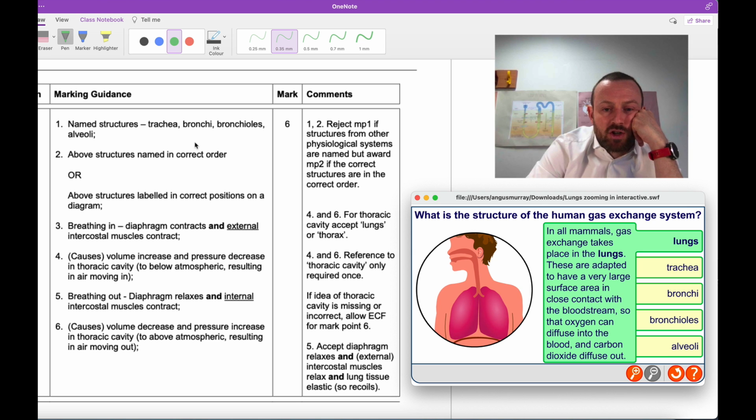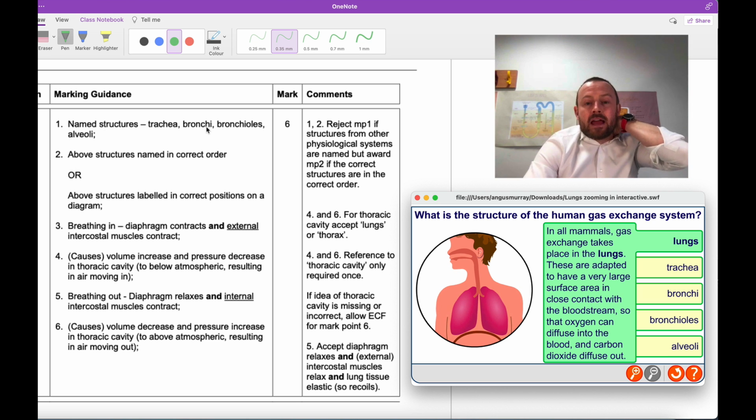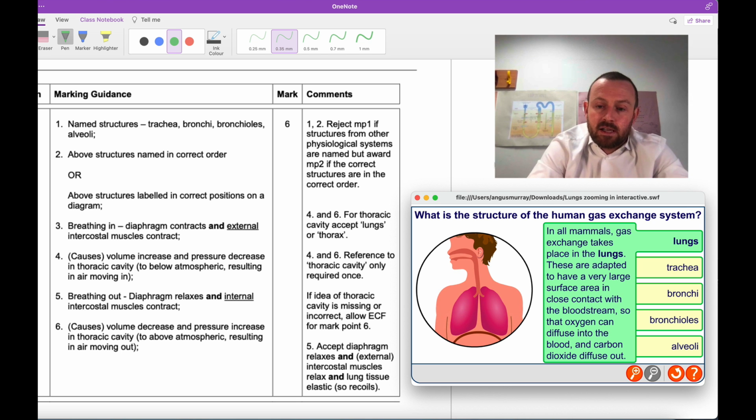So the named structures. Do you need to have all of these? I think you need to have all of these and name them in the correct order for 2 marks. Okay, if you name them and get them in the wrong order, then you get 1 mark. If you put them in the right order, you get 2 marks. So let's go through those structures.